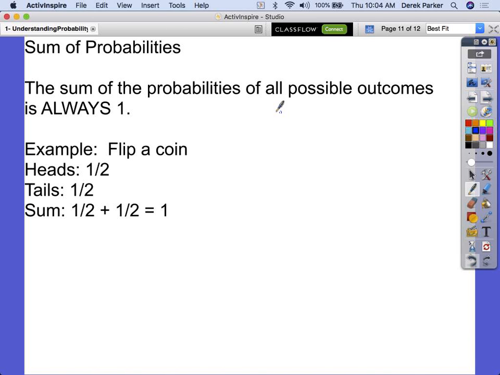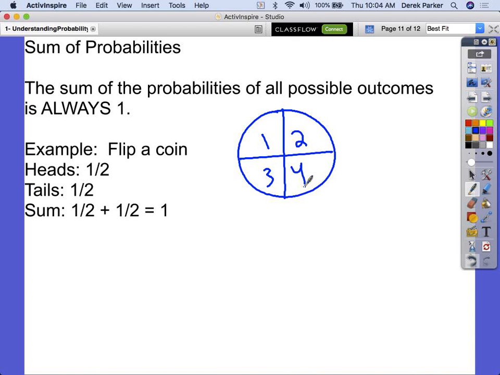Another example. I have a spinner. 1, 2, 3, 4. Okay? Probability of landing on 1 is 1/4. 2 is 1/4. 3 is 1/4. And 4 is 1/4. You add all that together and you get 4/4, which is equivalent to 1 whole. Always.